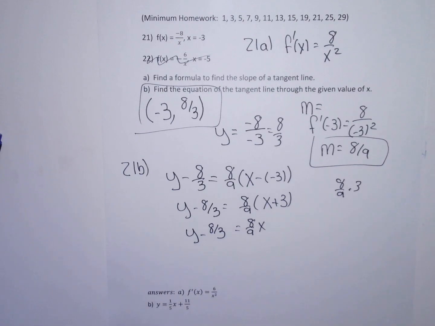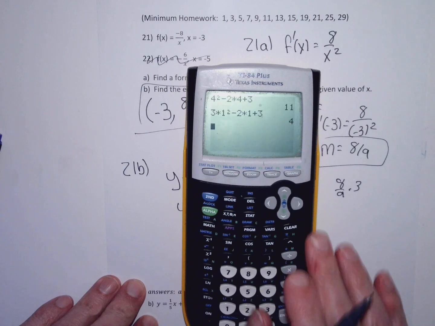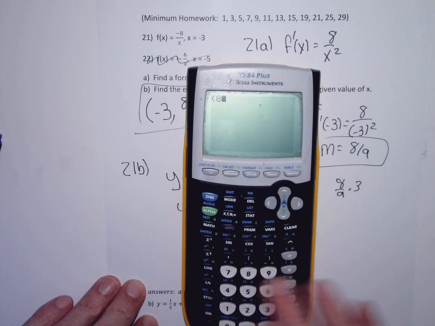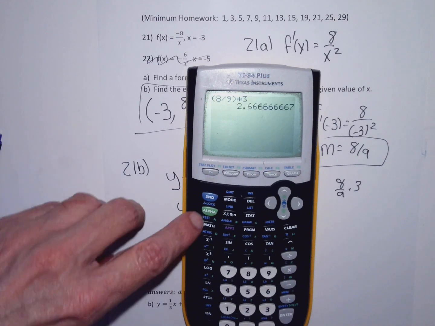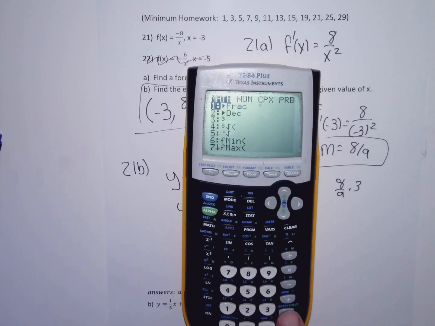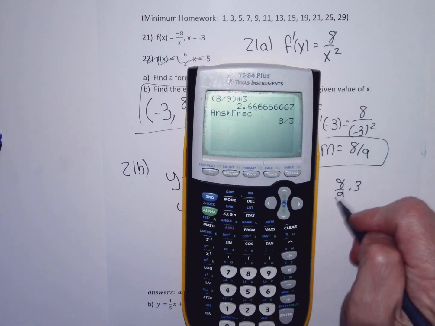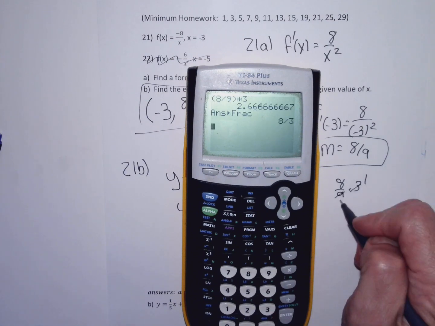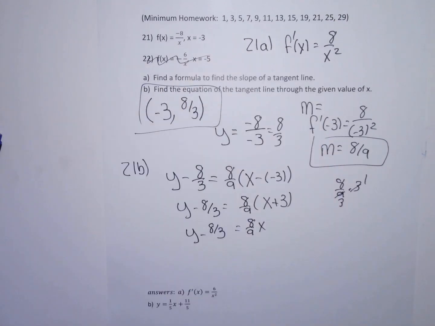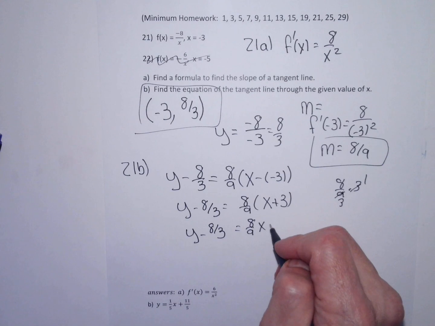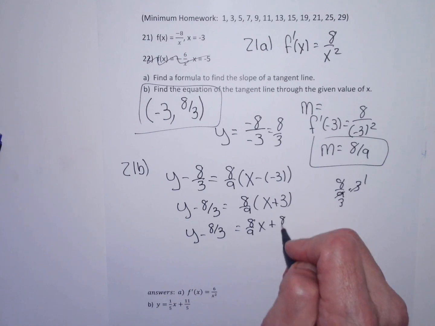I'll show you on my calculator that I could do this if I'm not comfortable with these fractions. To do 8/9 times 3, I put 8 divided by 9 in a parentheses, hit times 3. It gives me a decimal. If I hit math and then enter once, enter twice, I get 8/3. This 9 cancels with that 3. The 3 becomes a 1. The 9 becomes a 3. So this multiplication comes out to 8/3.